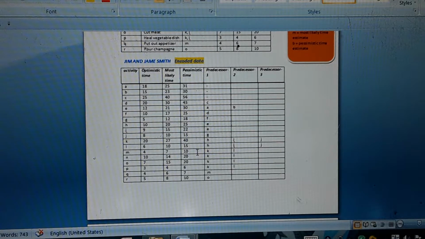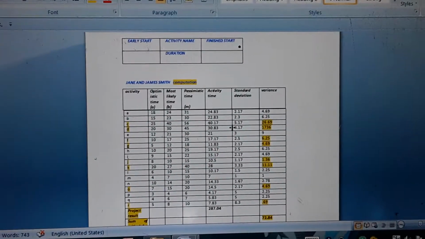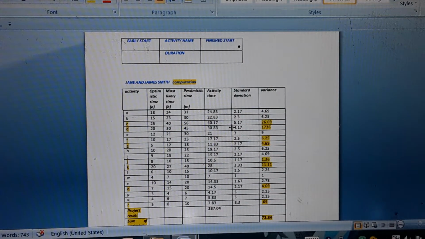So take a look at activity A to R and the predecessors 1 to 3. If you can see, A, B, C have no predecessor in 1 because there's nothing connected to activity A to B. And for letter D, it is connected to predecessor letter C. And so on, predecessors 1 to 3 are connected to activity A to R. So now we can proceed to the computation, Jane and Jim Smith.